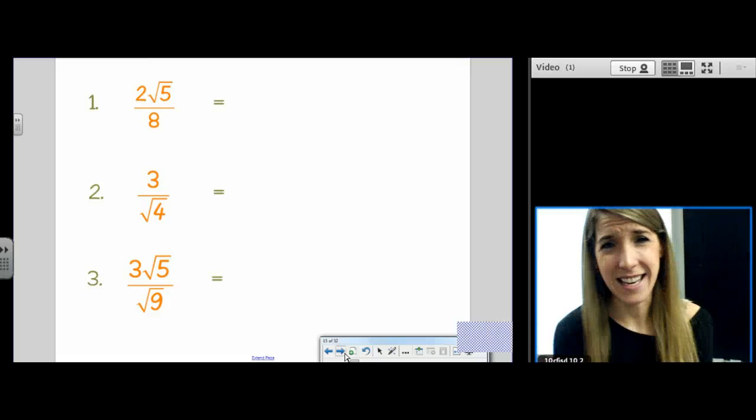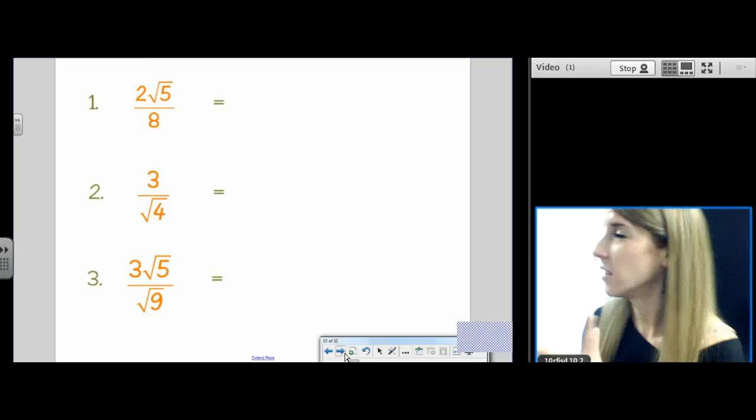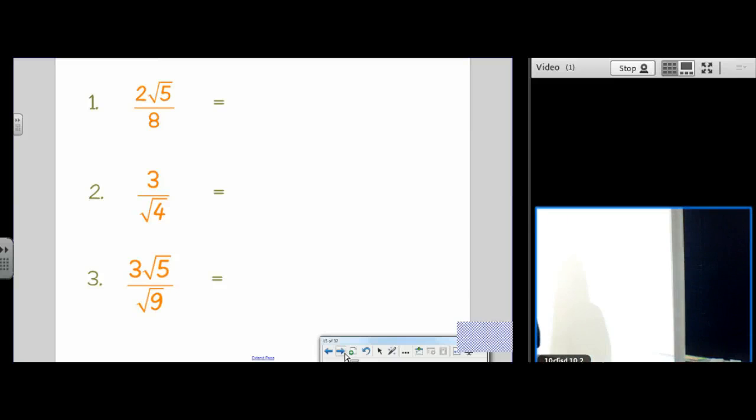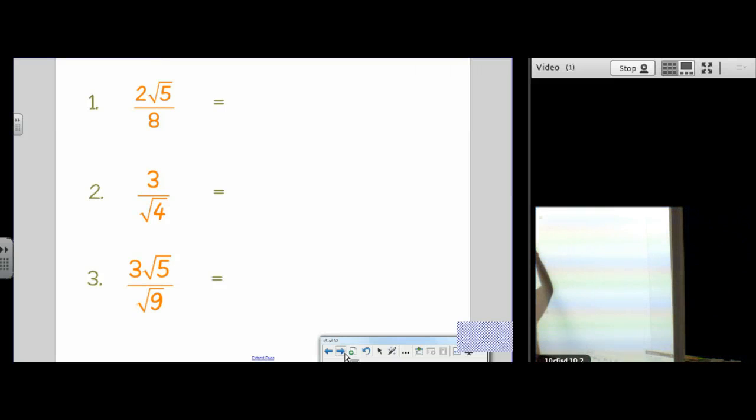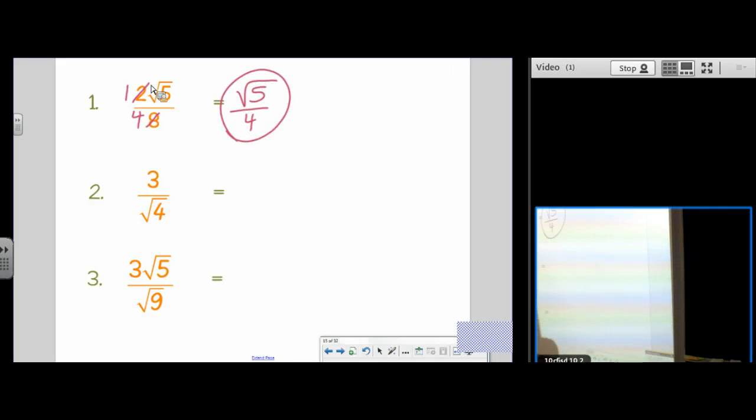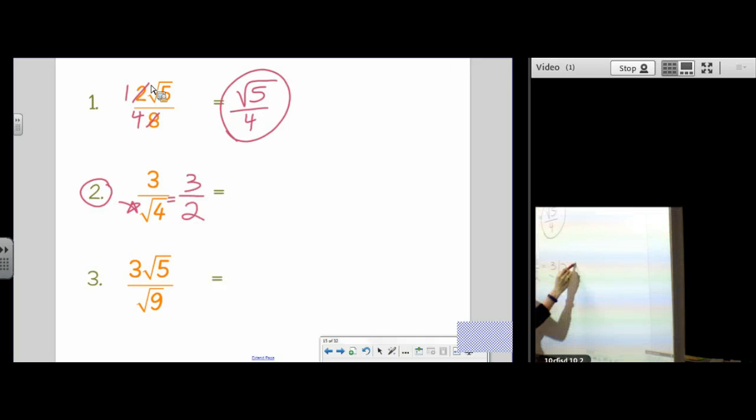Well, this one's easy. This one takes us back to before algebra even. And the way that we're going to simplify this is I know that 2/8 is 1/4. So the answer to number 1 is just square root 5 over 4. So that one was pretty much already done for us. Number 2, I spy a perfect square. We don't need to rationalize the denominator because the square root of 4 is really just 2. So the answer to number 2 is 3/2.